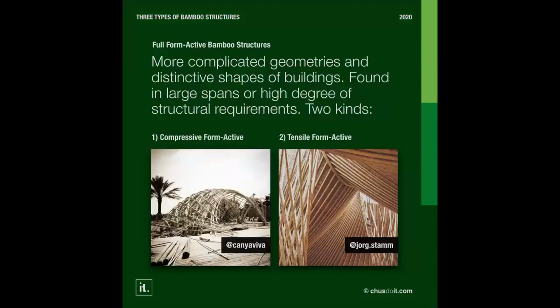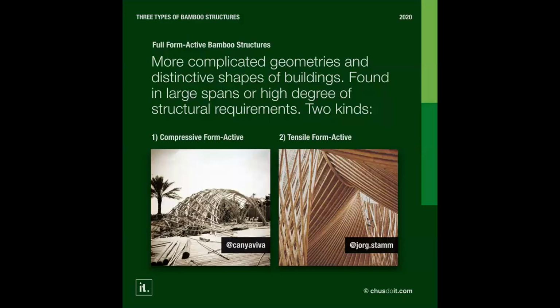Number 3. The form-active bamboo structures. The form-active structures usually are applied when a large span is involved or a high degree of structural requirement exists. They have geometries that are more complicated than non-form-active and semi-form-active structures, which produce distinctive shapes of buildings. There are two kinds of form-active structures: the compressive and the tensile. The tensile form-active structure is the more efficient kind of active structure.